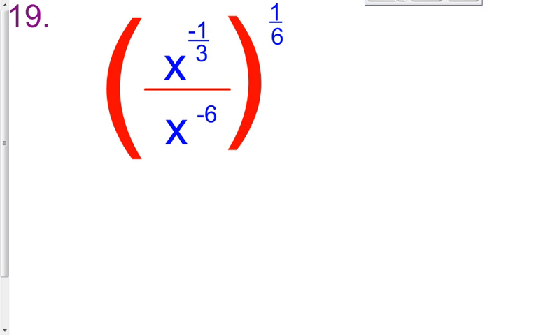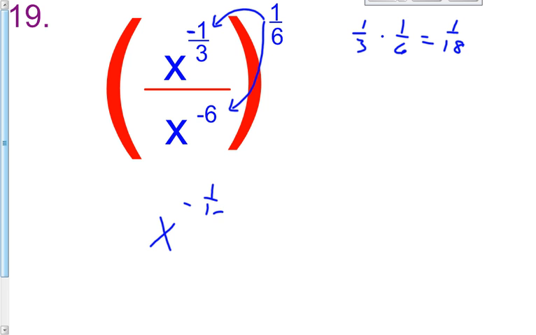Number 19. What I would first start off by doing, class, is I would say it's a power raised to a power on both of these, so you're going to end up multiplying. x raised to the negative 1/3 raised to the 1/6, I'm going to multiply 1/3 times 1/6 to get 1/18, and this is a negative 1/3, so a negative times a positive is a negative. In the numerator, you would get x raised to the negative 1/18. In the denominator, x raised to the negative 6th.